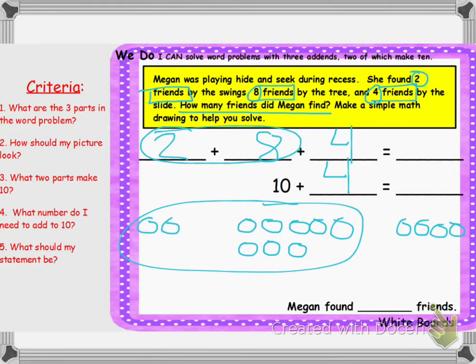So now we have to figure out, what is 10 plus 4? Well, 10 plus 4, remember, that's like 10, 4. What is 10, 4? The 10 way, 14, right? We can also count on to make sure. So this is 10, 11, 12, 13, 14. So 10 plus 4 equals 14. So that means 2 plus 8 plus 4 also equals 14. So Megan found 14 friends. Guys, remember, if I go too fast, you can pause me.